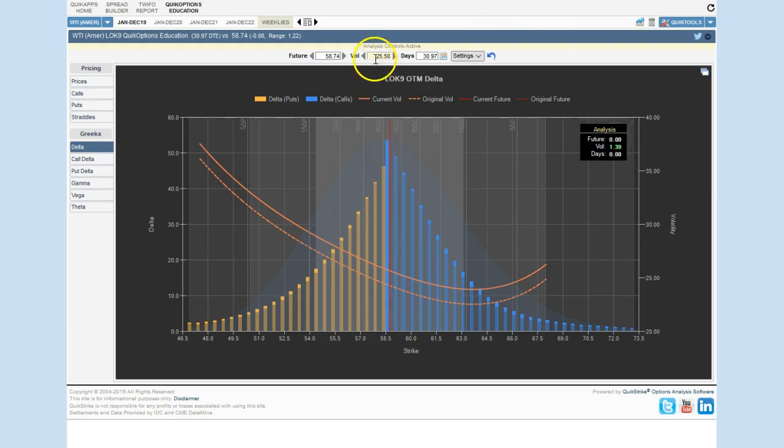So when the volatility goes up, the delta is telling you, well, all these have a little bit better chance of actually becoming in the money. So that's why our delta is increasing a little bit.